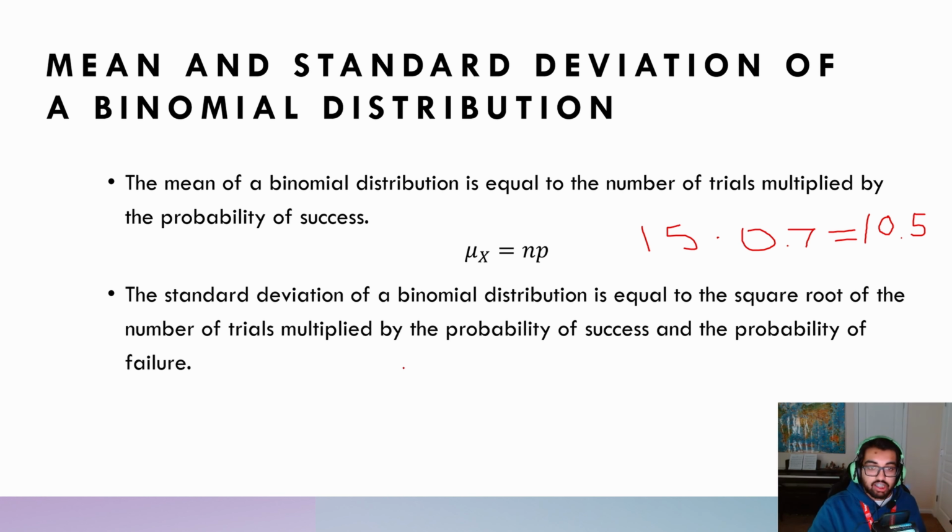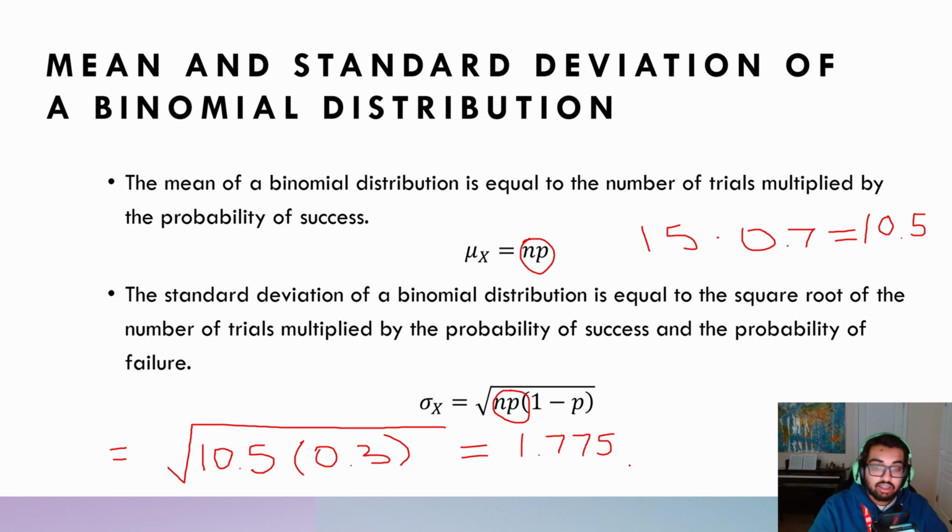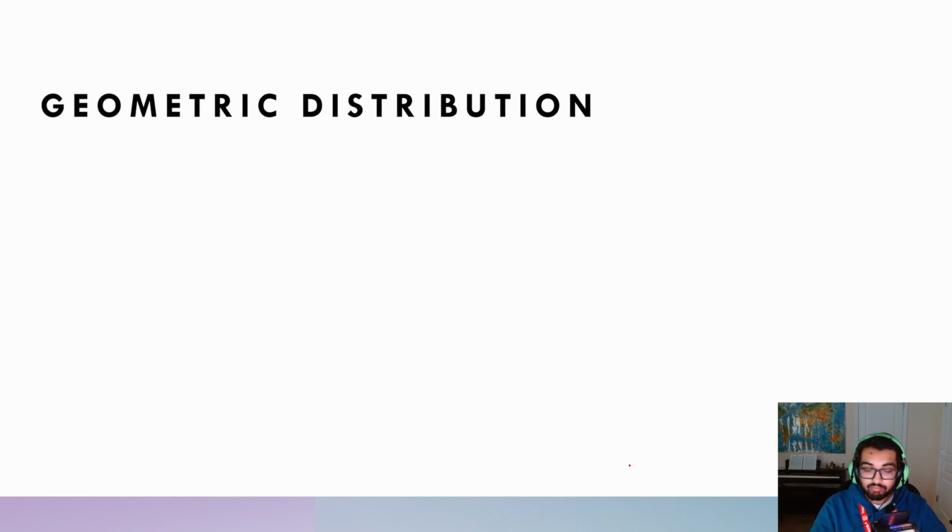The standard deviation of a binomial probability distribution is equal to the square root of the number of trials multiplied by the probability of success and the probability of failure, which is what that looks like. This is equal to, we can just take this, 10.5, because you can see this here is the same as this here. The number of kids that I'm going to hit is on average 1.775 within the mean.